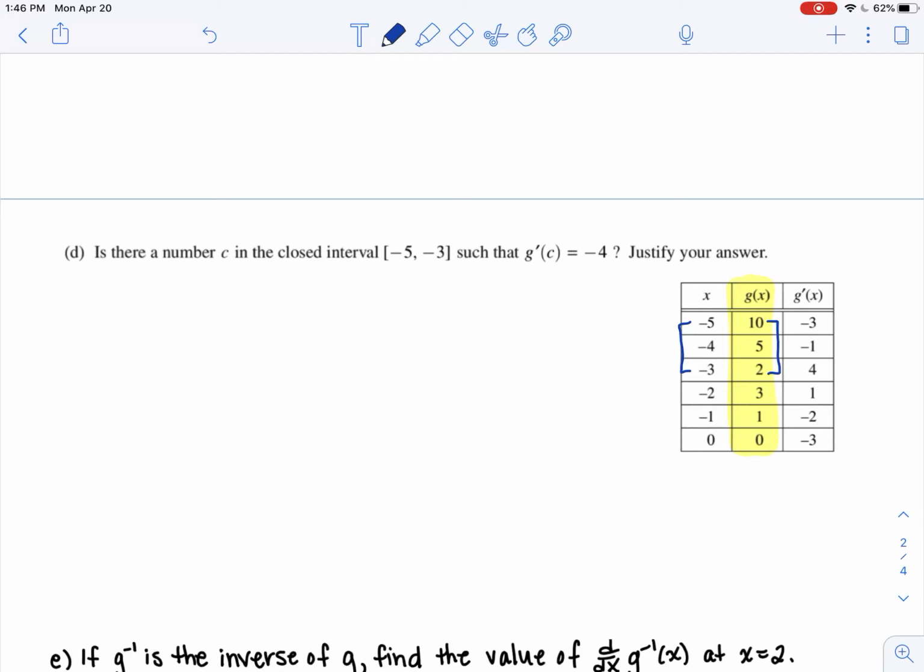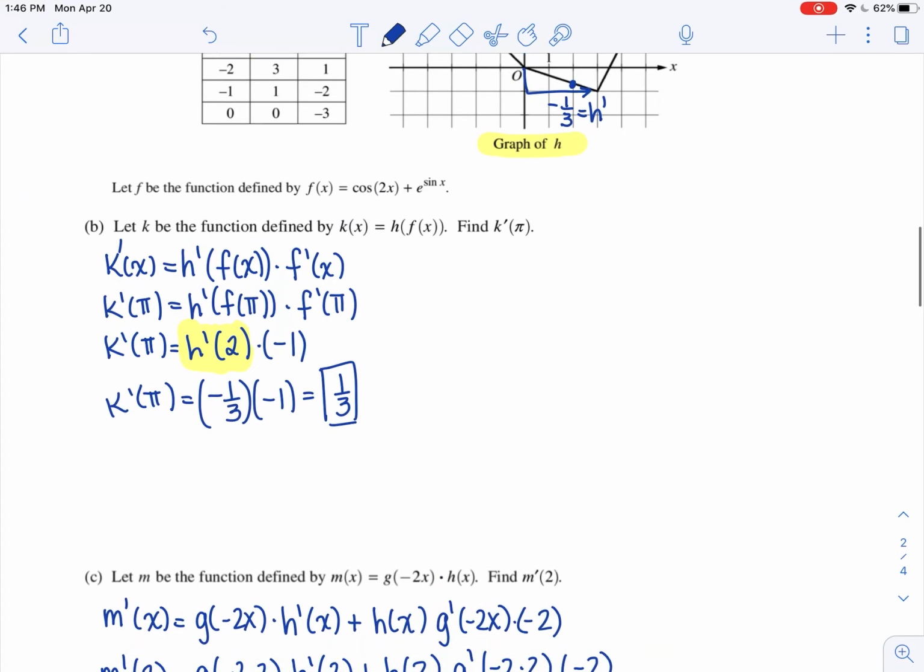Okay, so if I do average rate of change, this would be G of -5 minus G of -3 all over -5 minus -3. Watch your signs on that. G of -5 is 10 minus G of -3, which is 2, all over -5 plus 3, which is -2. That does work out to -4. So there's the average rate of change that I'm looking for.